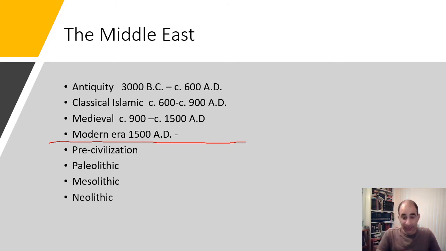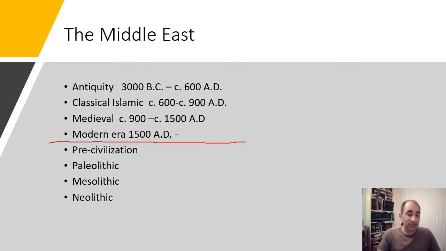You should get these down. You don't need to memorize the dates, but you should definitely know these are the four basic time periods of Middle Eastern history. Many of you have taken Western civilization. It's a little different. In Western civilization, you have ancient, Middle Ages, and modern world. In Middle Eastern history, we break it up in these four categories.